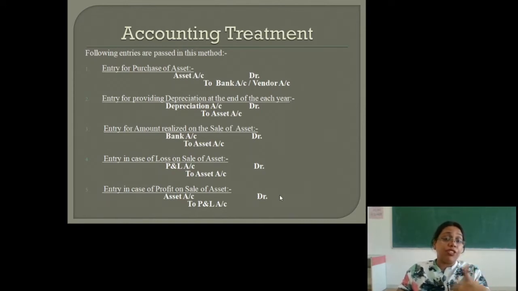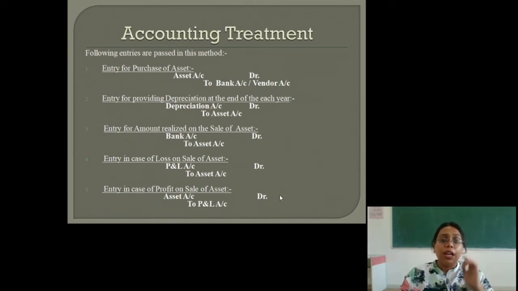In the asset account, this machinery has been sold, so the value of the asset will be decreased. That is why bank account debit to asset account. Entry in case of loss on the sale of the asset: if while selling the asset we have suffered a loss, then P&L account will be debited to asset account. And in case we are earning a profit from the sale of the asset, the entry will be reversed. Asset account will be debited and P&L account will be credited.